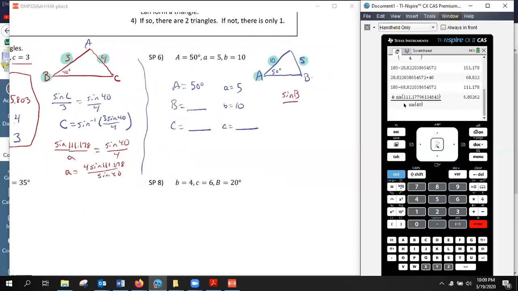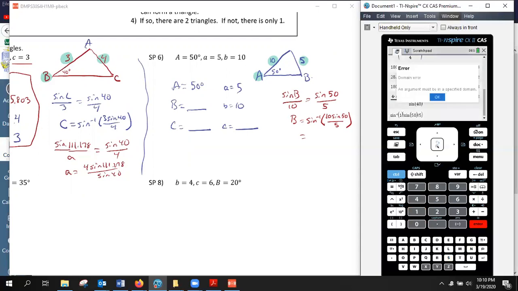So the sine of B over 10 equals the sine of 50 over 5. And shortcut like before, B is going to be the inverse sine of 10 sine of 50 over 5. So B is the inverse sine of that. Let's go ahead and throw that into the calculator and see what happens. Trig, inverse sine of 10 sine of 50, and then divide that by 5. What happens? Domain error.